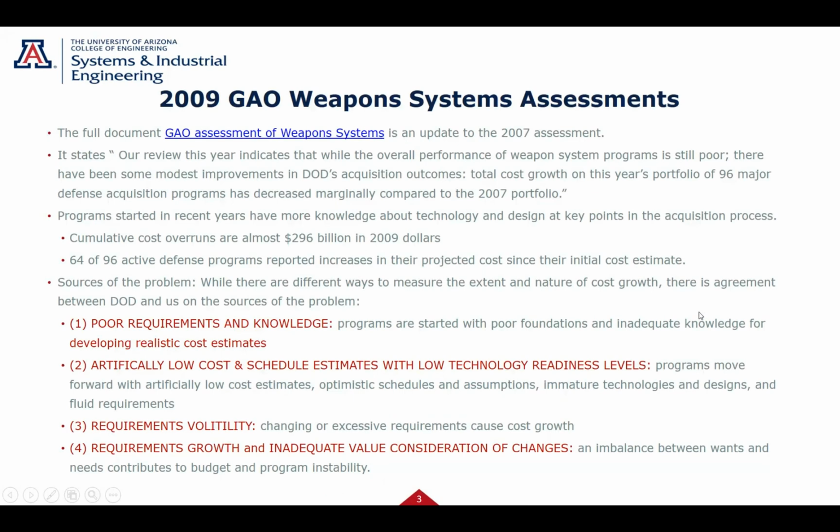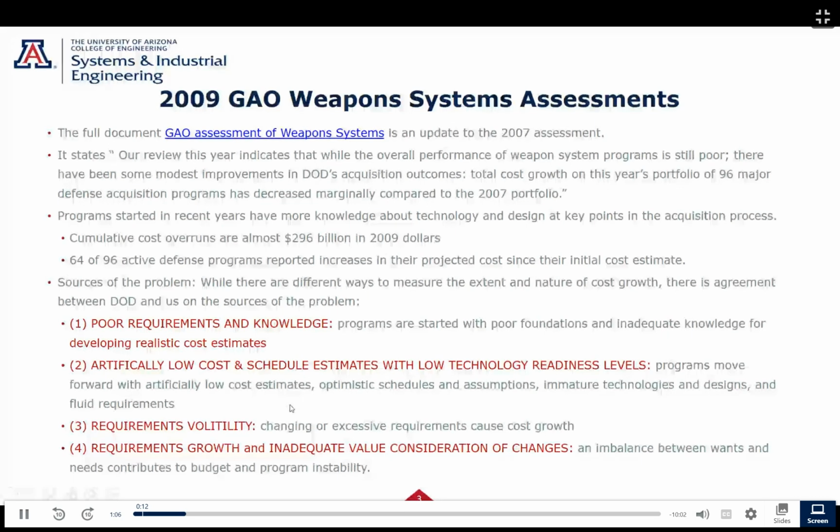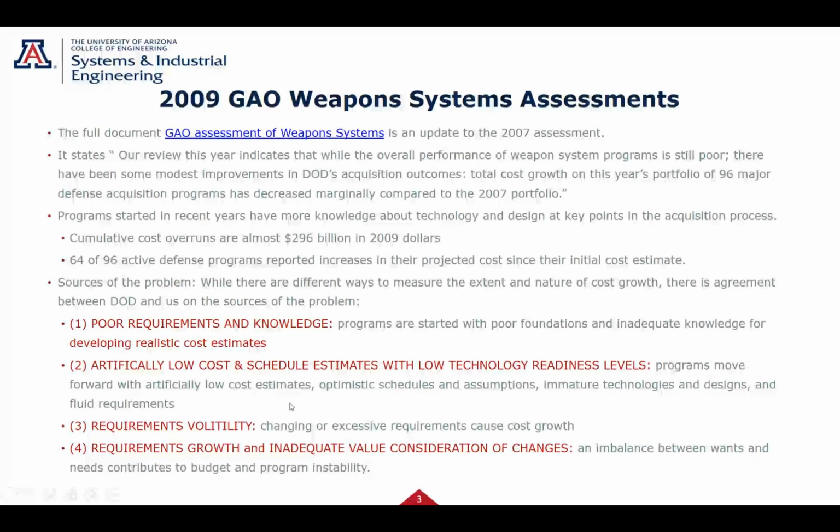So, just as a brief history, even back in 2009, GAO, that's Government Auditing Office, did an assessment on why programs are having trouble. And let's just look, you can read the top, but let's look at the bottom here. Poor requirements and knowledge. So if we didn't set up our scope right and understand what's really needed and what are the requirements, programs usually run into trouble, especially cost and schedule. Programs generate artificially low cost estimates and low technology readiness levels. You're trying to win, so everybody underestimates.